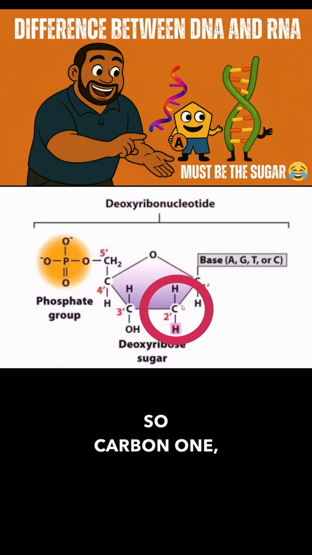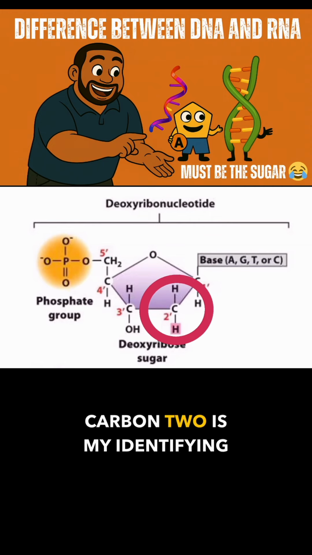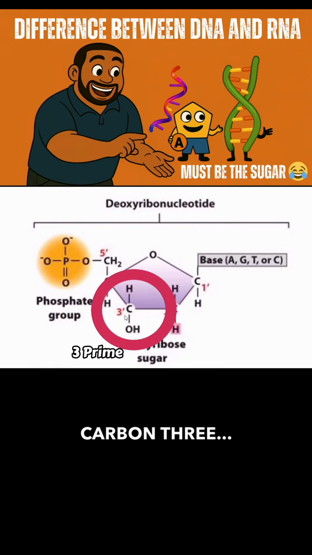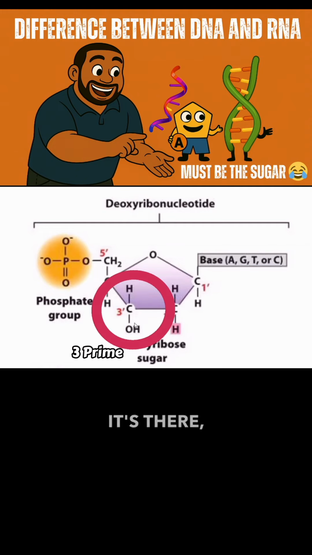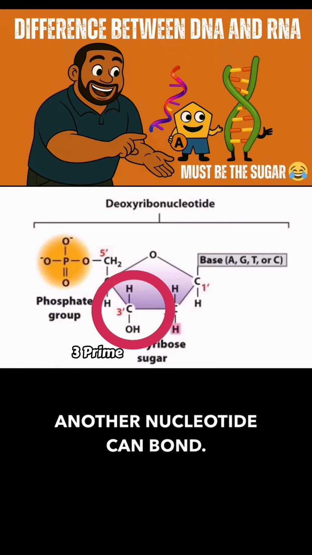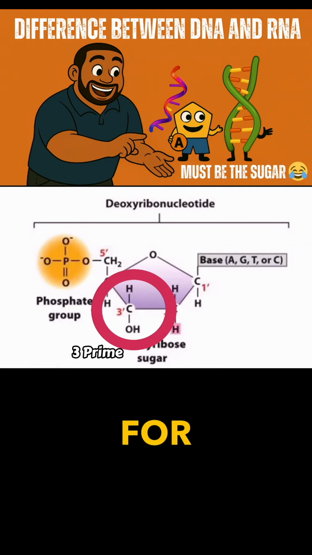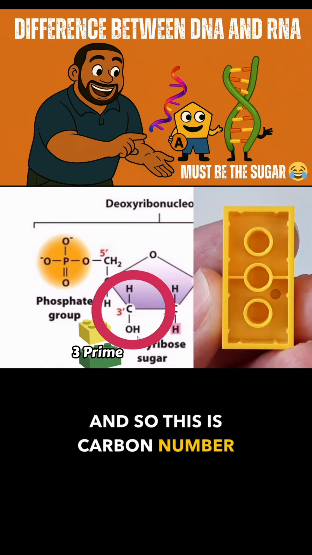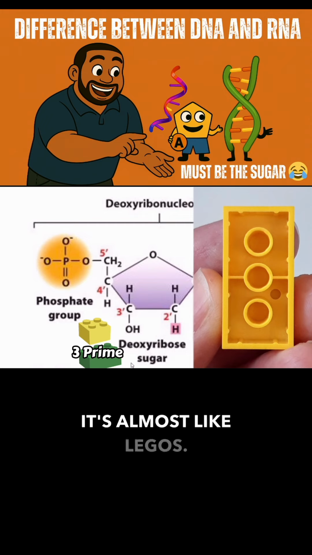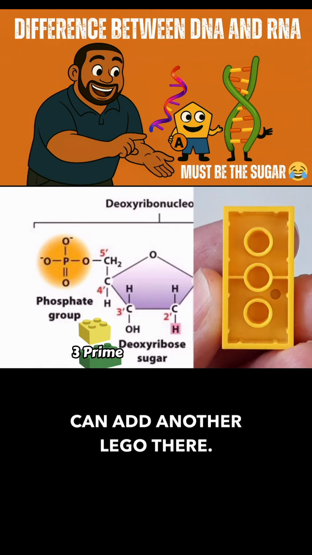So carbon one, the base is attached there. Carbon two is my identifying carbon. Carbon three, if you notice there's an OH here, and whenever you see this, this is called a free OH. It's where another nucleotide can bond. So carbon 3 has a hydroxyl group critical for the creation of the phosphodiester bond, and it's where a new nucleotide would attach. That's where it's almost like Legos. It's like an open hole in the bottom of a Lego where I know I can add another Lego.